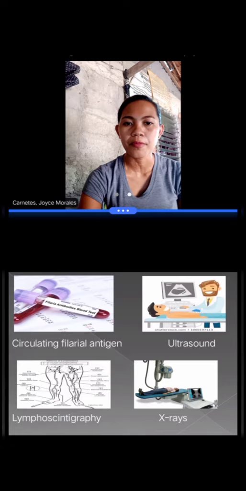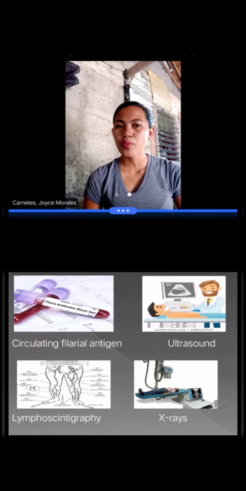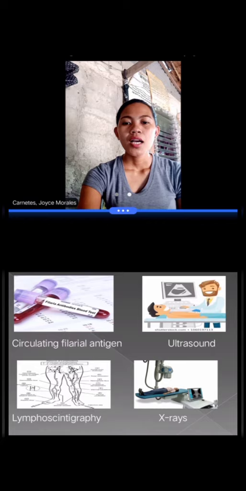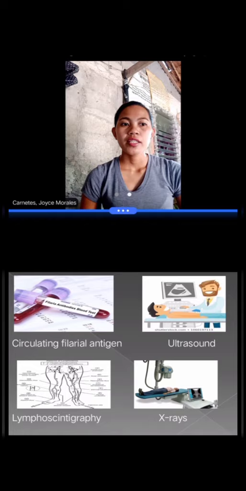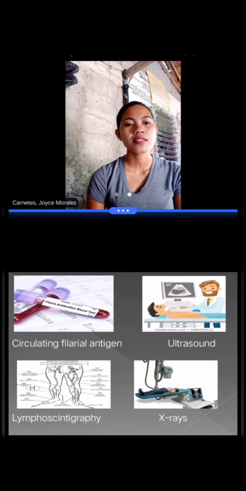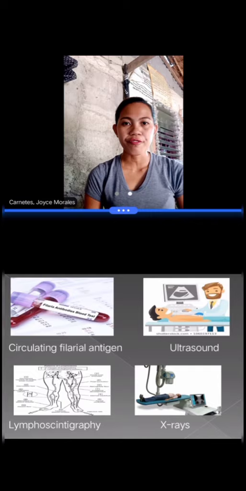Ultrasound. Ultrasound of the scrotal lymphatics in men and the breast, as well as the retroperitoneal lymphatics in women, can reveal a rapidly moving adult worm. Lymphoscintigraphy identifies lymphatic functional and gross anatomical abnormality. X-ray is rarely helpful in diagnosing lymphatic filarial infection, except in the case of tropical eosinophilia, where the picture can be variable but characteristically includes interstitial thickening and diffuse nodular mottling in the lung field.